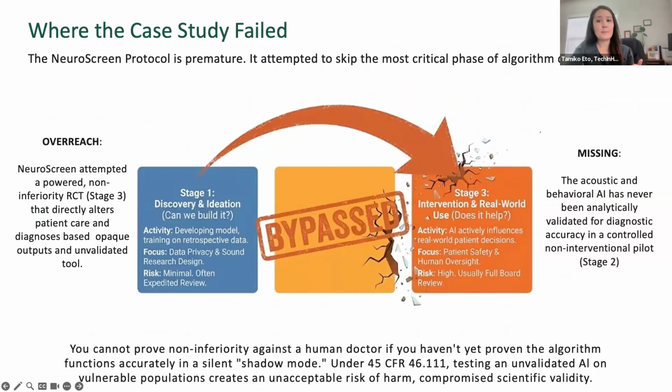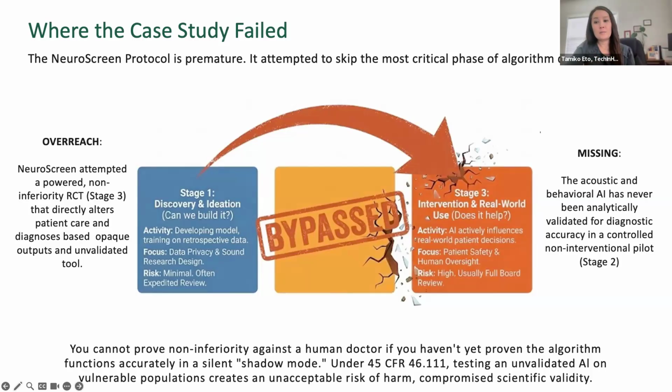The NeuroScreen acoustic and behavioral AI has never been analytically validated for diagnostic accuracy in a controlled non-interventional setting. Now, it might have been, but that was not the information that we were provided. So we need to see if there was information that was inadvertently missed from the application. But there was no stage two in the protocol's history that we knew of. The reference list contains 0 peer-reviewed validation studies demonstrating this AI's accuracy in any population, let alone in elderly patients with cognitive decline.